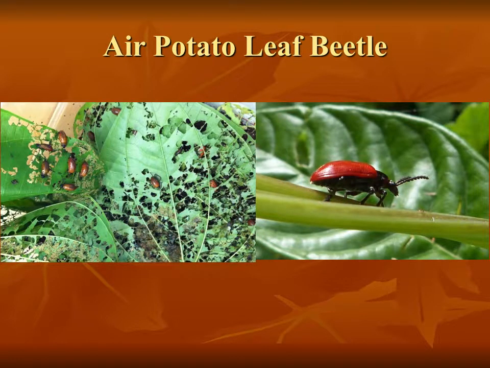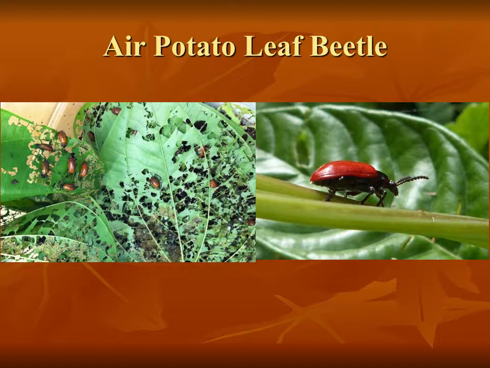Now there's biological control that's being used on some plants. Here we can see what is called the air potato leaf beetle or air potato beetle. They feed primarily on the leaves. Look on the left-hand side of the two pictures here. Those are the immature air potato leaf beetle. Notice they don't look quite like the picture on the right. The right is the adult.